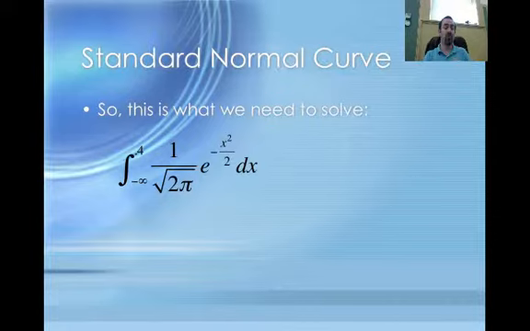And if you're not familiar with calculus, this is complete gibberish to you, and that's okay. Now, move along here.